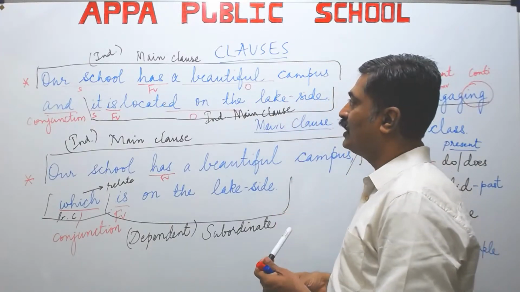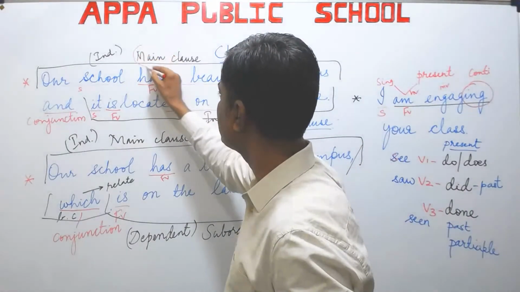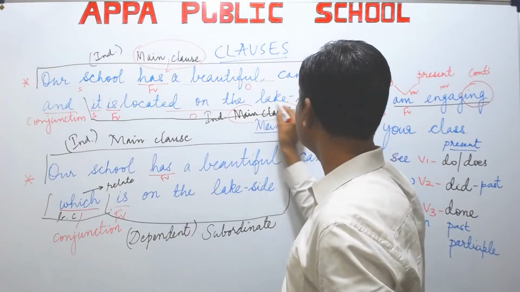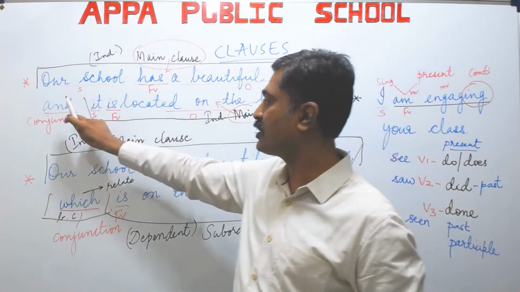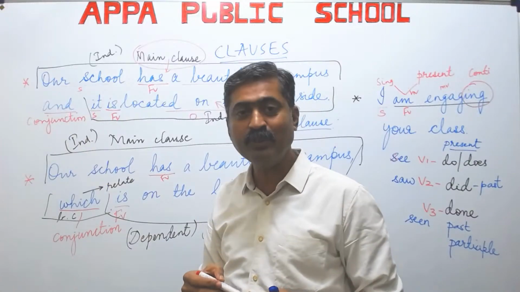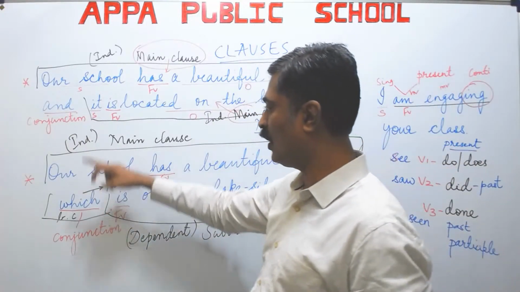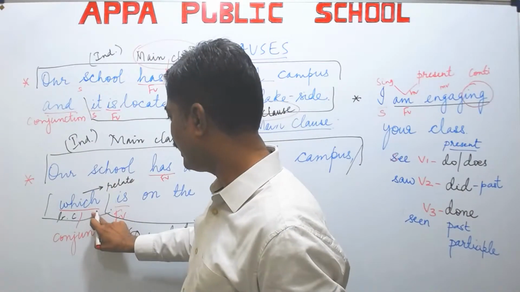Okay, so interesting to note here is this is also a main clause, right? And this is also a main clause. Okay, and we have a conjunction "and" joining the two clauses. So if you see here, the role of the conjunction, right? Now check with the role of the conjunction.